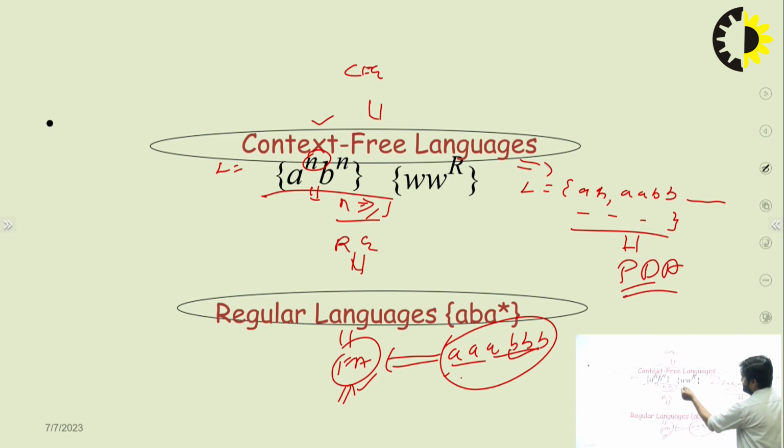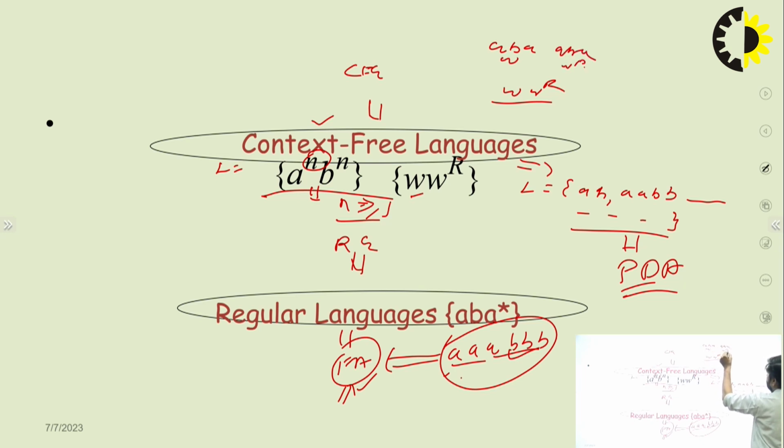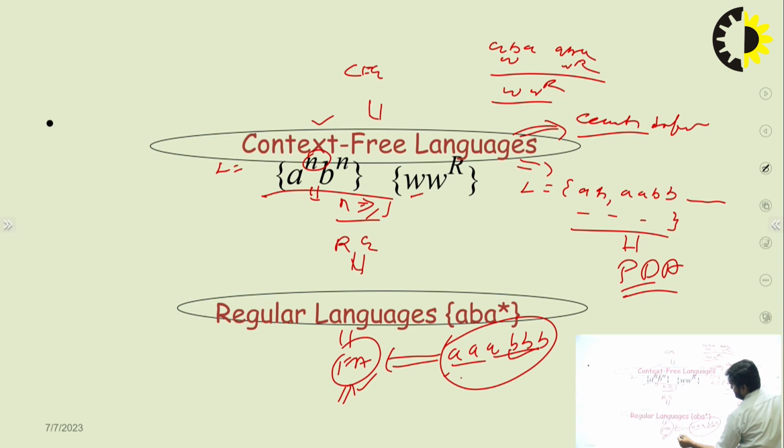Another language is a string followed by its reverse, W and W reverse. For example, ABA: the reverse of ABA is ABA. Context free languages can identify the occurrence of a symbol and count infinite numbers, whereas a finite automata counts only finite.